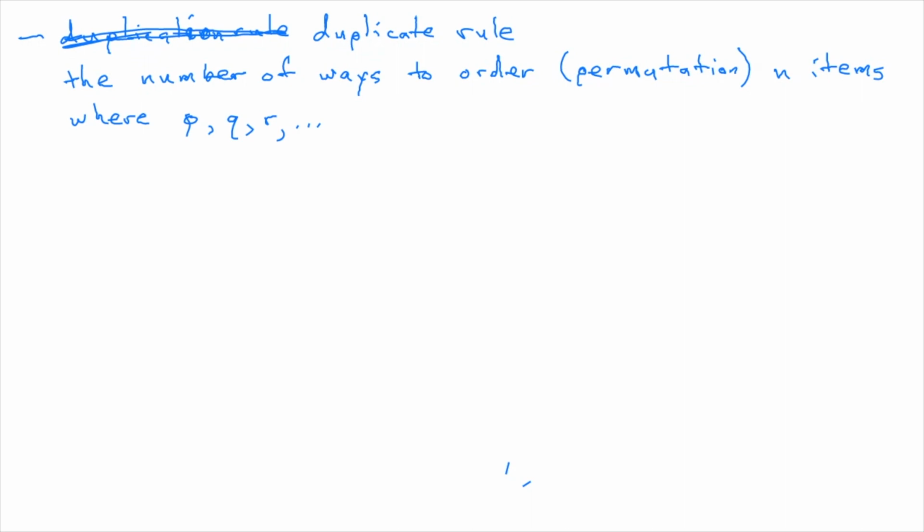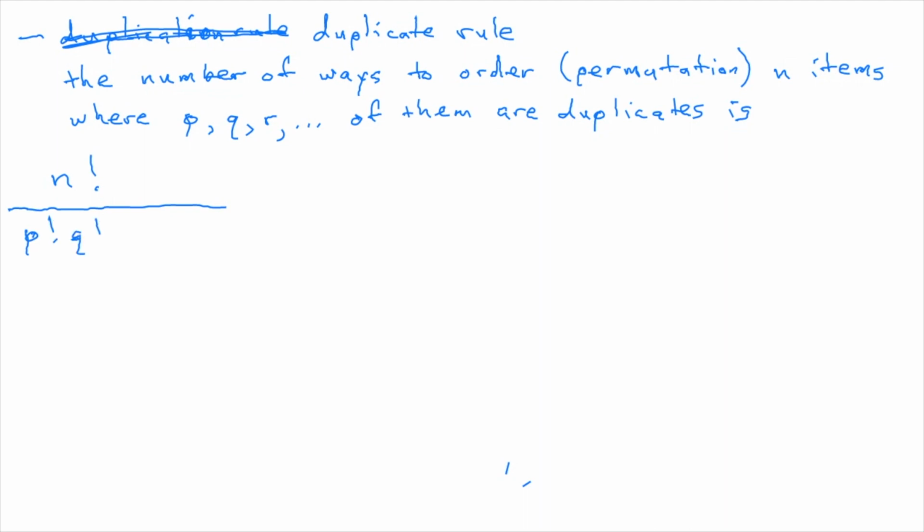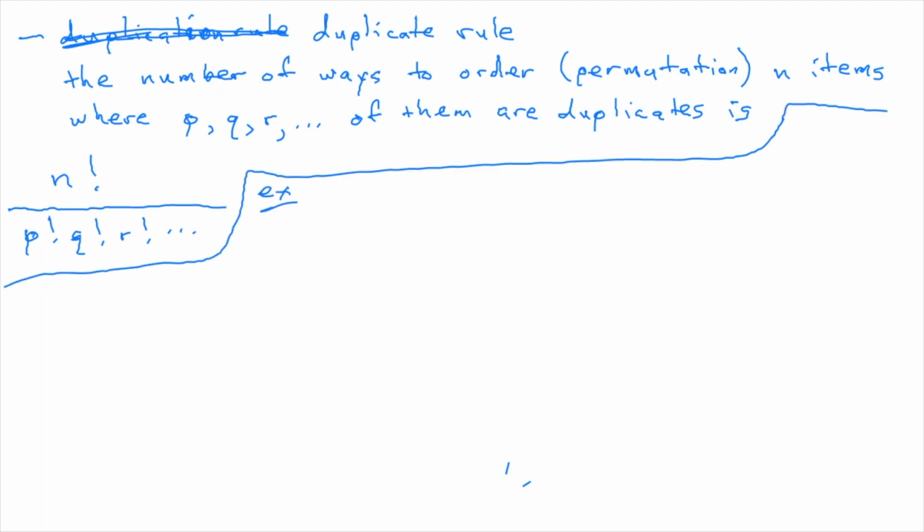Where this many of them are duplicates is, and here's our formula, n factorial, that's what you start with, and then you realize, wait, but I've overcounted some, right? So P factorial, Q factorial, R factorial, and then I don't know how many I have. It goes on like that, maybe S and T, and U and V. So here comes an example.